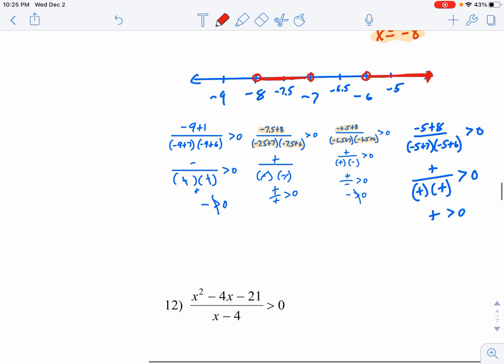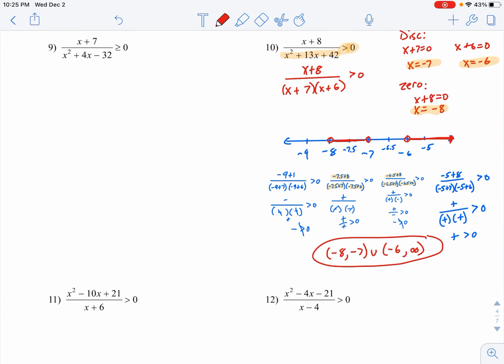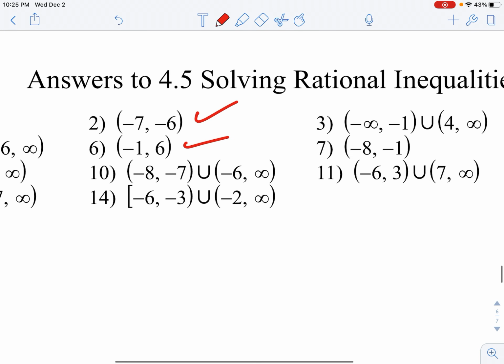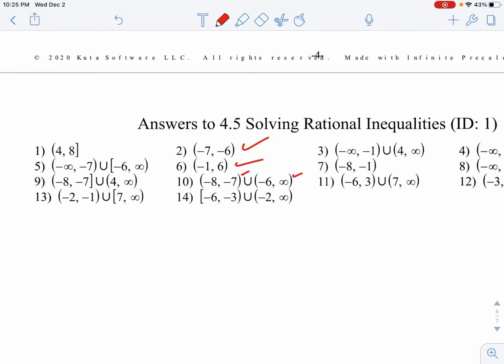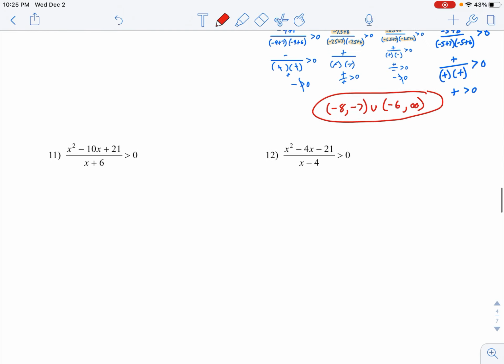So our answer is the interval from negative 8 to negative 7 with parentheses, unioned with negative 6 to infinity. And that was a lot of work. Let's check and see if it's right. Where are we? Right here. Negative 8 to negative 7, negative 6 to infinity. Union. Good. 2 more and we're done.